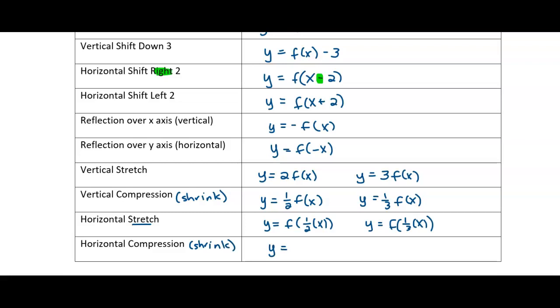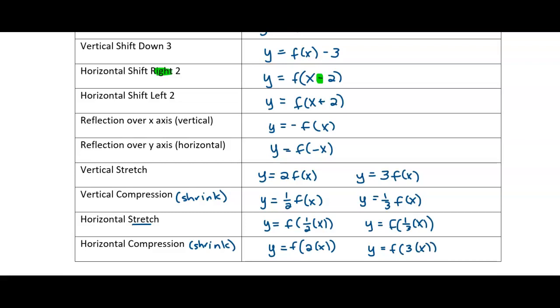Okay. Now, a compression or the shrink is the opposite of what we just did. So if I need a compression of, let's say 1/2, I would use a 2 inside the function. And that tells me to compress the function by a factor of 2. And then similarly, if I need to compress by 1/3, I would actually use a 3 here. And that's telling me to compress by a factor of 3.